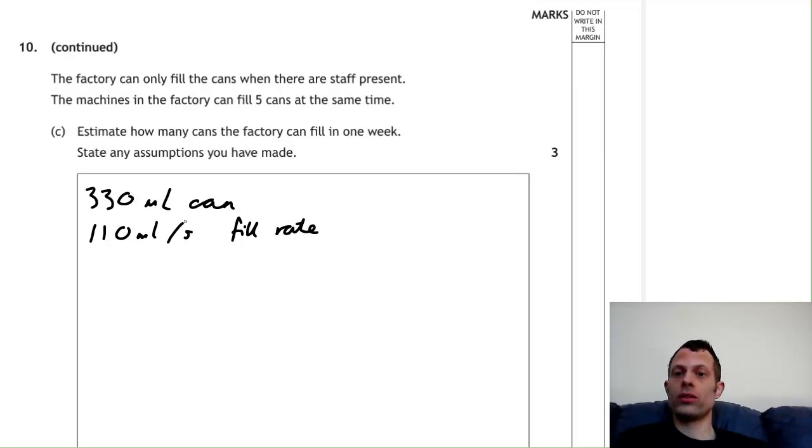You have to think about what's important. It tells us you can only fill the cans when staff are present. However, it doesn't say anything about the number of staff, so we'll just need to say how many hours the staff are present in 1 week. It also tells us the machines can fill 5 cans at the same time. It's slightly unclear what the situation is, whether you've got just one machine filling multiple cans altogether, or whether you have one machine per can.